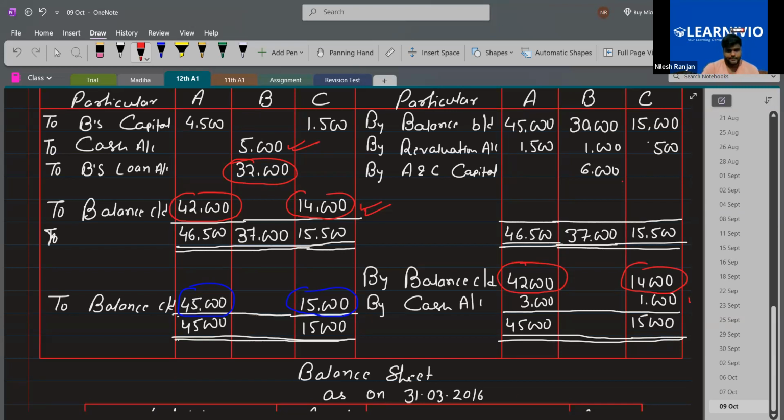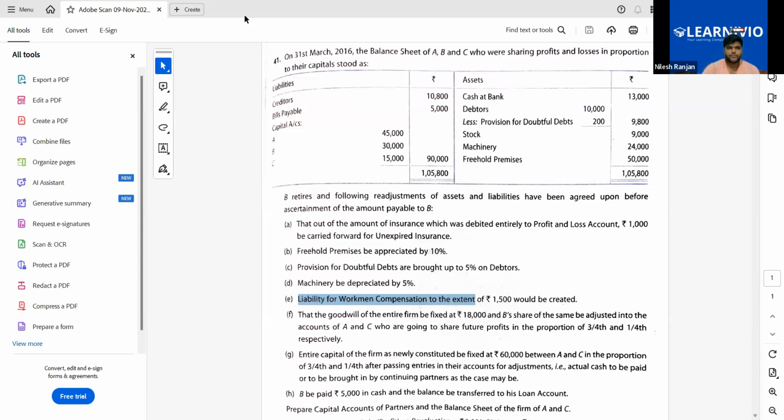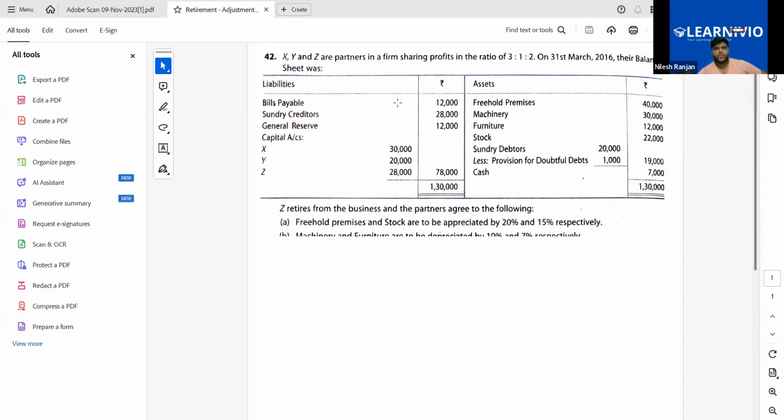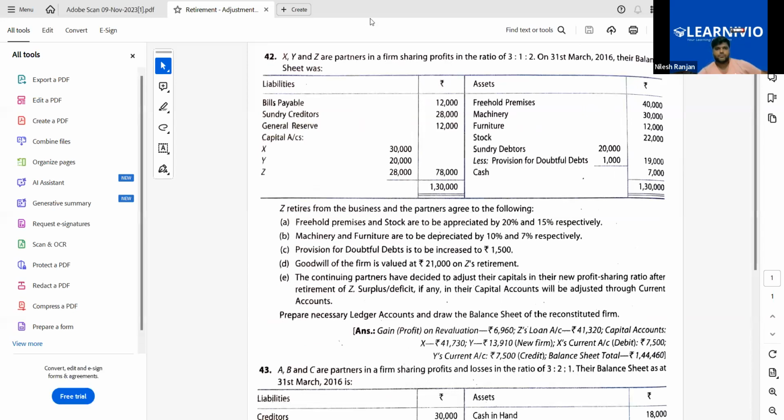So this is question number 41. Let me try to find a question. One more question. Okay, can you see the new question here?